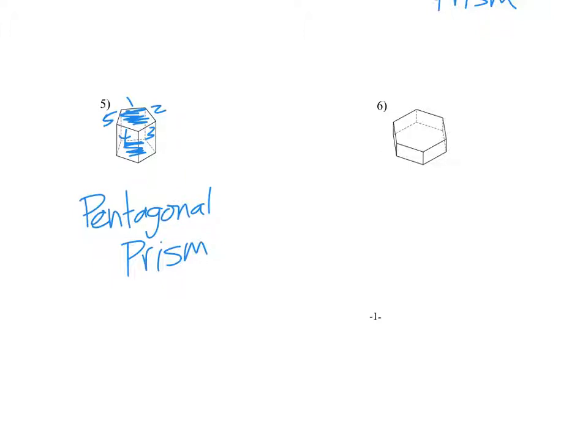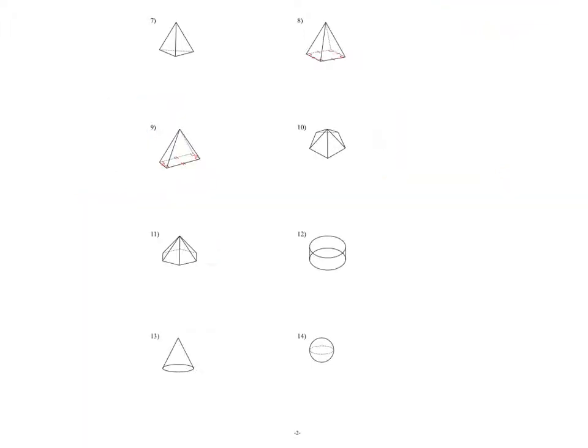All right, the next one. 1, 2, 3, 4, 5, 6. That's a bad 3. There we go. So 6 sides, that's a hexagon, so we call that a hexagonal prism. We just add that AL to it to give it a better flow on the name. Okay, some more.